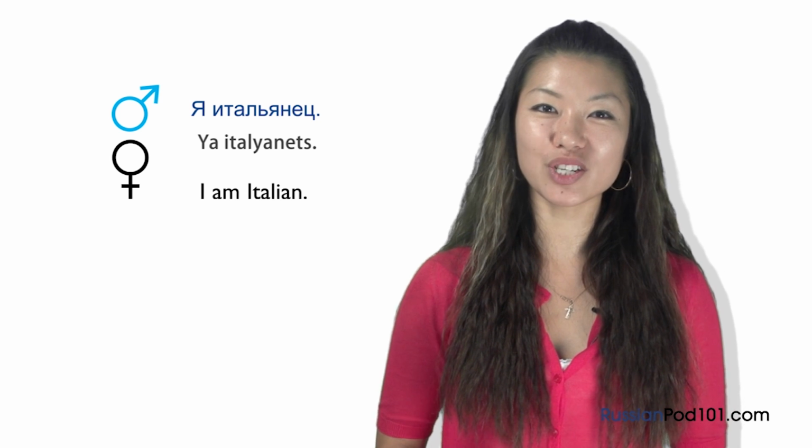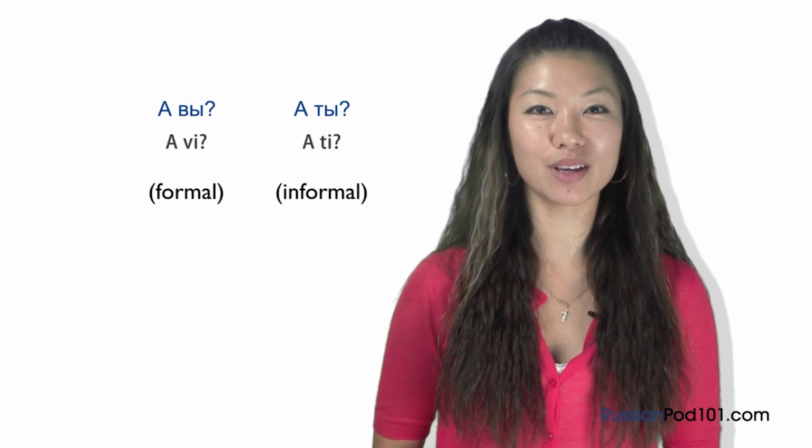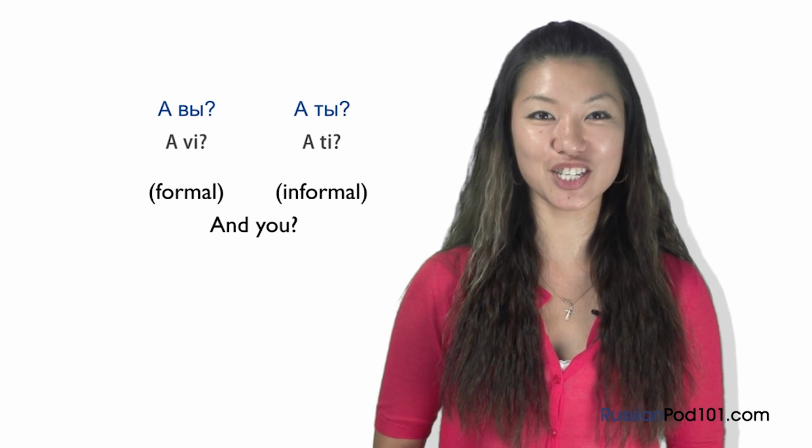To return the question, you can simply say «А вы» in the formal way and «А ты» in the informal, which is «and you» in English. Now it's time for Svetlana's tips. Be careful because we have a lot of exceptions in Russian, where the nationality is said differently depending on if the subject is male or female. For more details, check out RussianPod101.com, Absolute Beginner Season 1.